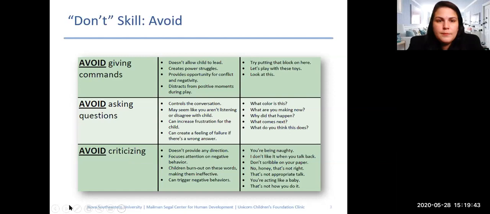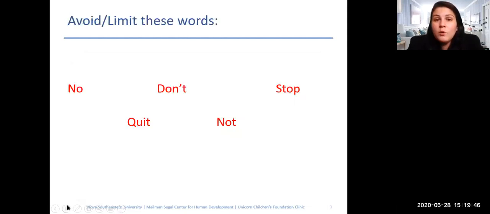We want to avoid doing these. We also want to avoid or limit these words, right? No, don't, quit, stop, not. And I'm going to be honest, this is very hard. I think a lot of the time it's easier for us to focus on the negatives that our children are doing in session or in the home. And it's easier for us to tell them to stop doing something than to notice what they're doing right. So it's almost like shifting the way that you see your child's behaviors, like taking off one set of glasses and putting on another one. And with that comes dropping these words that we're using with our children.